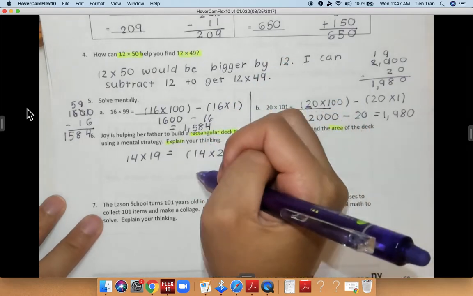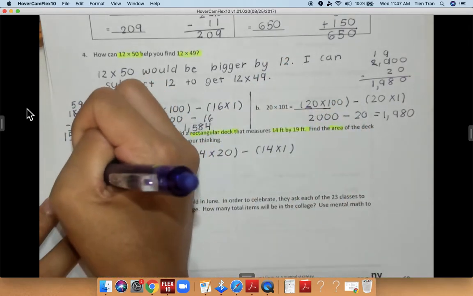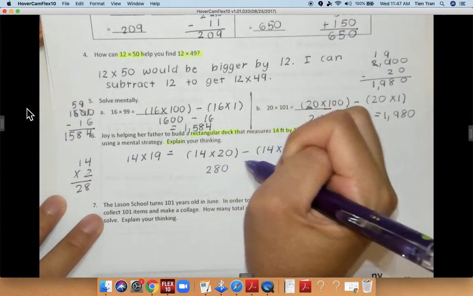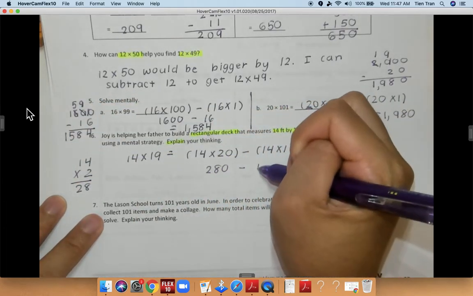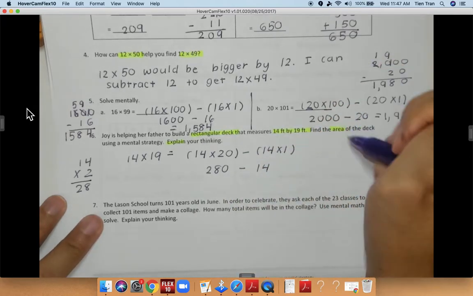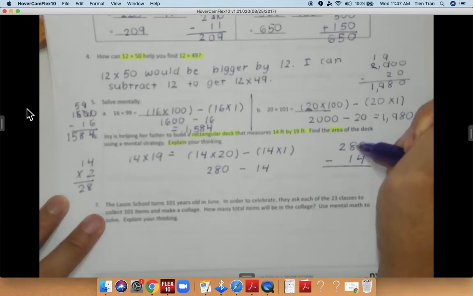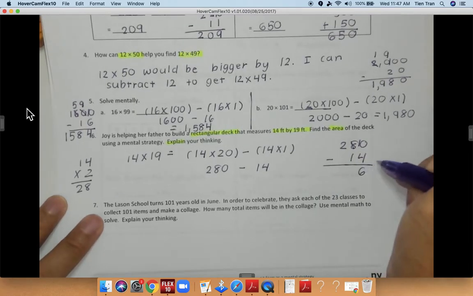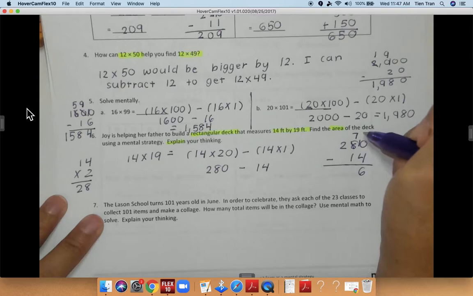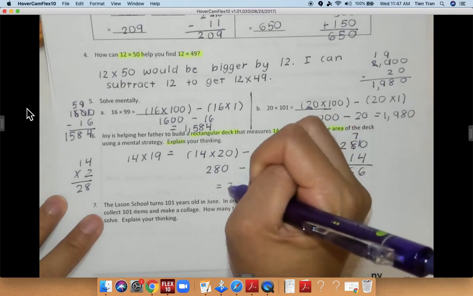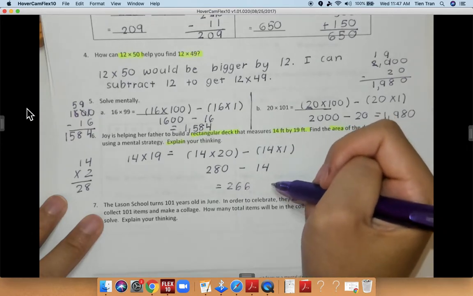14 times 20. I know that 14 times 2 is going to give me 28. And I'm going to add my 0. And then 14 times 1 is equal to 14. Now I am going to subtract 280 minus 14. 10 minus 4 will give me 6. 8 changes to a 7. 7 minus 1 is 6. And bring down my 2. So my final answer is 266.